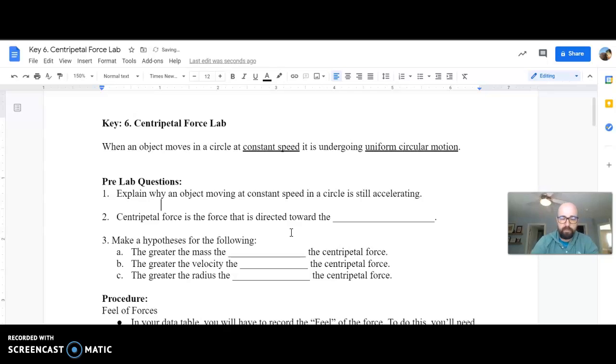So we've talked about this in class. Changing the direction means changing the velocity, which means you're accelerating. I would expect you to put this in a sentence: because the direction is constantly changing, that means the velocity is changing and the object is accelerating. And centripetal force is directed towards the center. So, ideally, you know that.